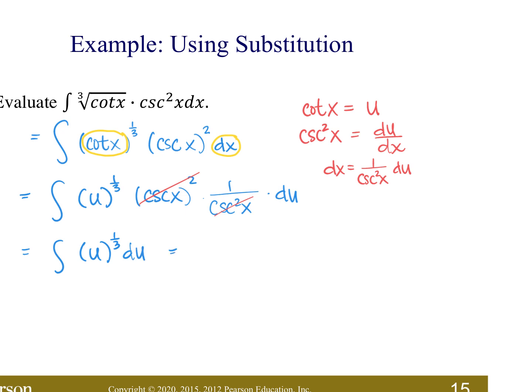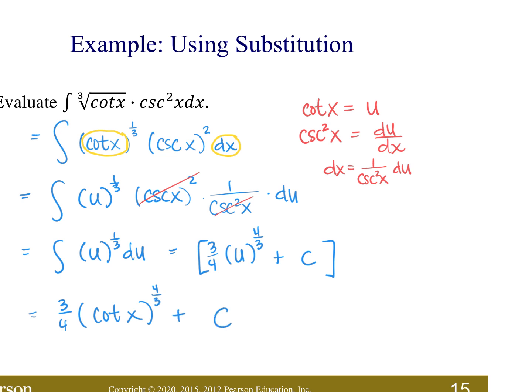So the antiderivative of that is u to the 4/3 times 3/4 plus the constant c, which I can change back to cotangent of x to the 4/3 plus c. Is the derivative of cotangent, isn't it negative cosecant squared? Oh, man. Yes.